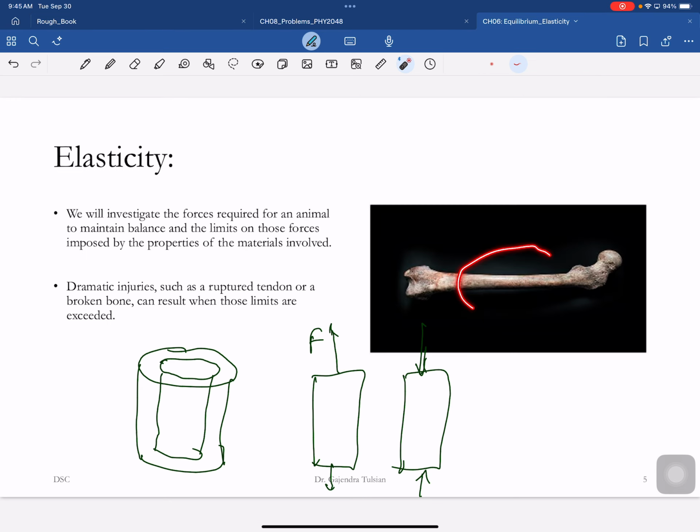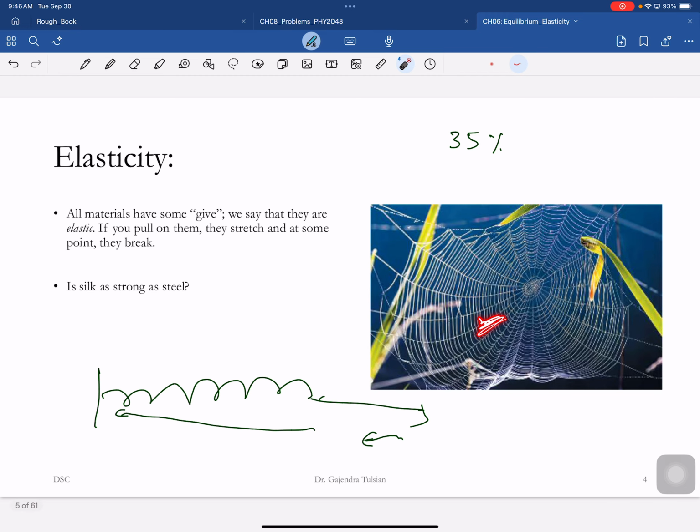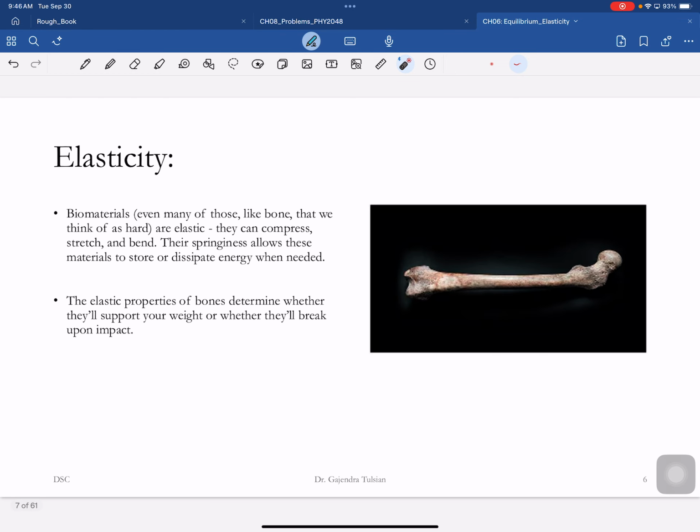All right, so we want to learn properties of materials and stuff like that, and then we'll learn about what kind of forces will compromise structures and so on. So biomaterials, even many of those like bone that we think of, are elastic. Okay? They can compress, stretch, and bend. Their springiness allows these materials to store or dissipate energy when needed. So you saw that in this case, you had to dissipate energy. How much of the energy did you have to get rid of? 65%, okay?